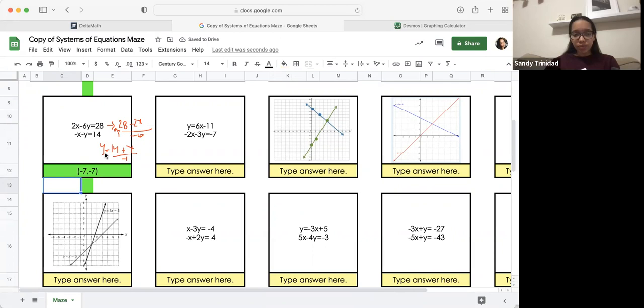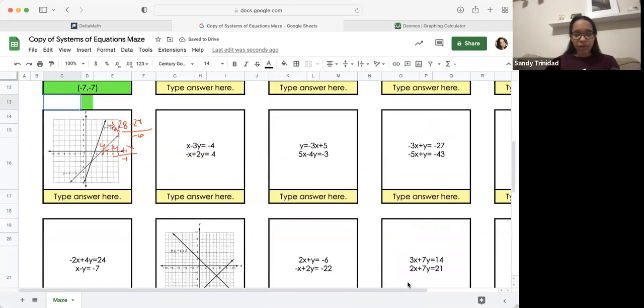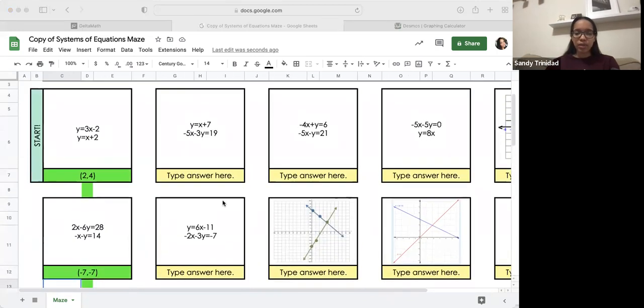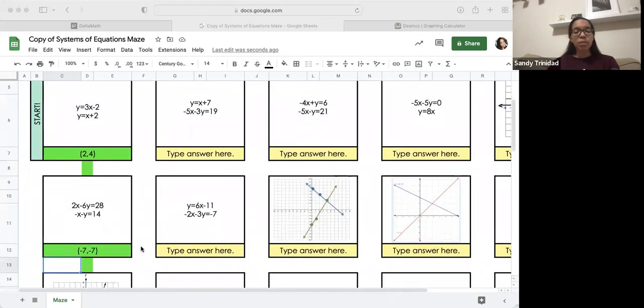Now, for the ones that have graphs like this, let me clear my screen first. Here you don't have to solve anything. You just have to figure out where the two lines intersect and then write that solution in your answer. Okay, and again, the maze will tell you which path to follow and you just follow that same path. If it turns red, that means that's the wrong answer and you have to try again in order to figure out where to move on to next.